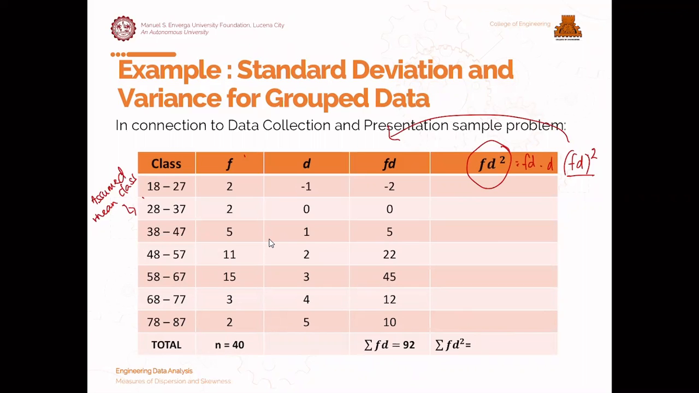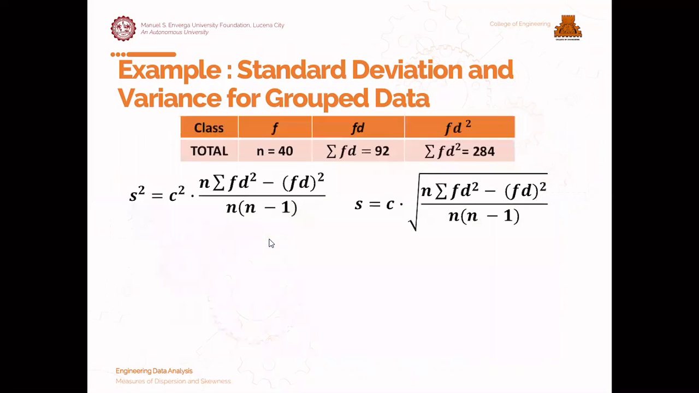So now we perform. FD times D, -2 times -1, so we have 2. Nito 2. 0, 5, 44. Then ito is 135. Then ito is 48. Then we have 50. Then we just perform yung summation. Ang summation natin would be 284. Okay? So once we have that, ito ulit yung formula natin.